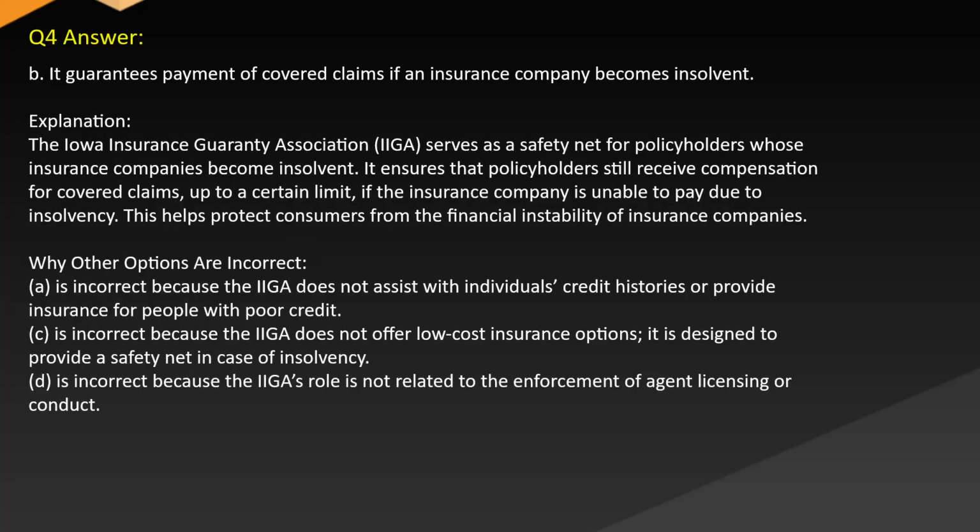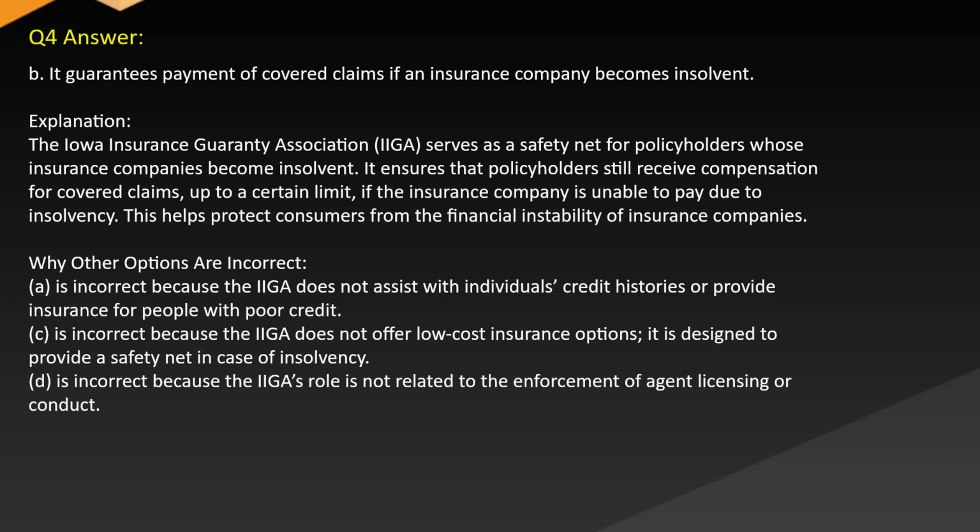Answer B. It guarantees payment of covered claims if an insurance company becomes insolvent. Explanation: the Iowa Insurance Guarantee Association (IGA) serves as a safety net for policyholders whose insurance companies become insolvent. It ensures that policyholders still receive compensation for covered claims up to a certain limit if the insurance company is unable to pay due to insolvency. This helps protect consumers from the financial instability of insurance companies.